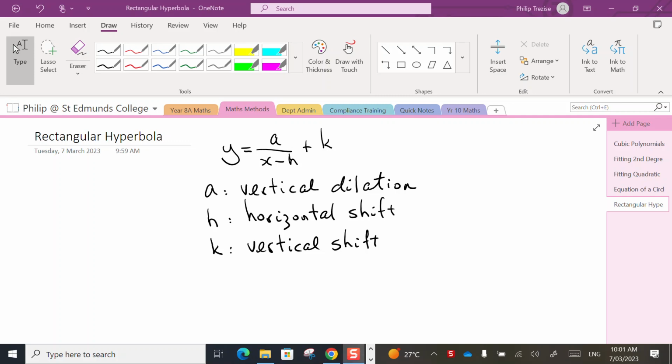Hi everyone, this lesson is about the equation for a rectangular hyperbola. So we can see the equation here: y equals a over (x take h) plus k. A is the vertical dilation factor, which we've seen before with parabolas and other polynomials. h is the horizontal shift, left or right, and k is the vertical shift. Again, we've seen these things in other contexts, so let's see what this graph looks like.